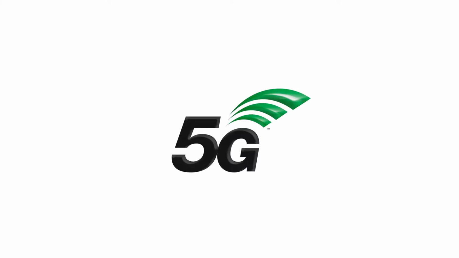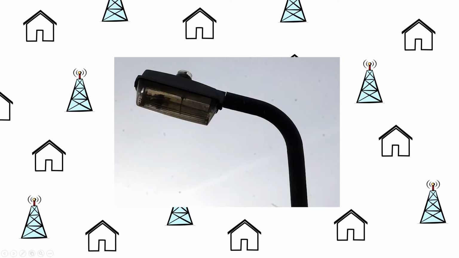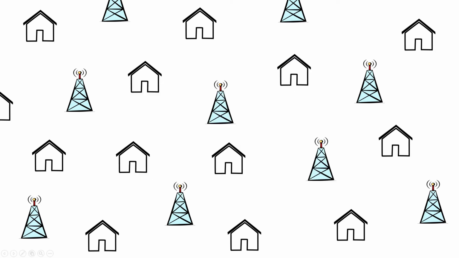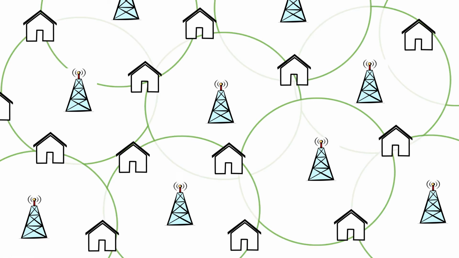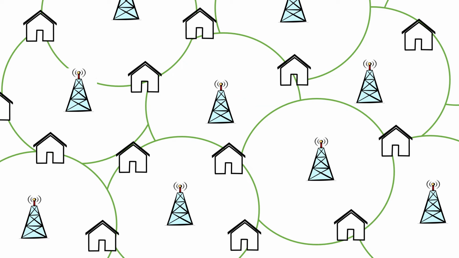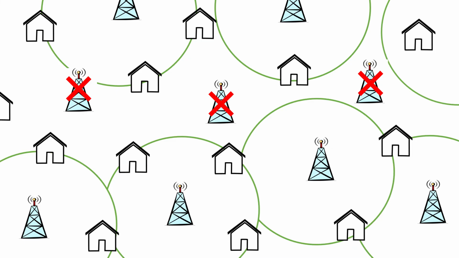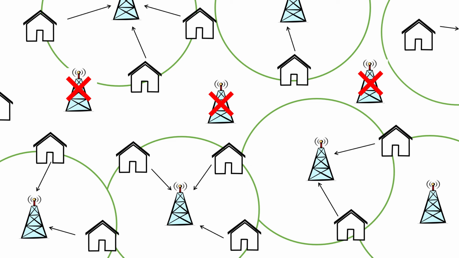But with 5G, multiple small cells that can be placed on places such as on top of a lamppost are set up in each area. Due to 5G's millimeter waves, the small cells are able to cover 250 to 300 meters. So, when a natural disaster strikes, there will be no fear of losing connection as there are many other nearby small cells that are still working to connect to. Therefore, connections can still be established and information can still be transmitted rapidly.